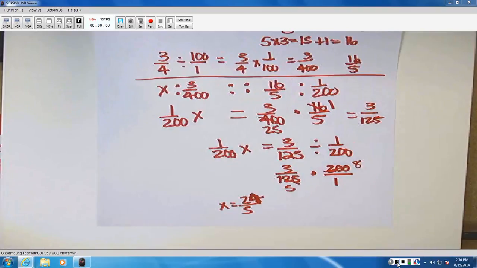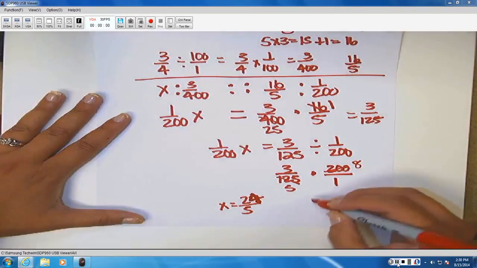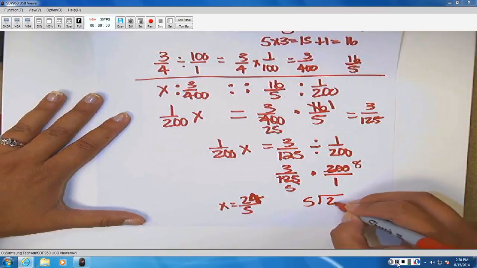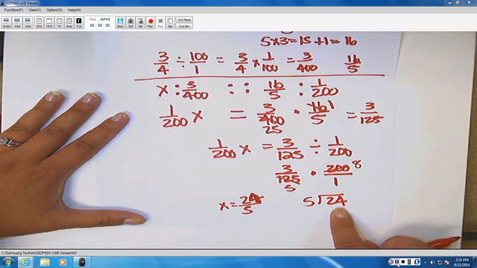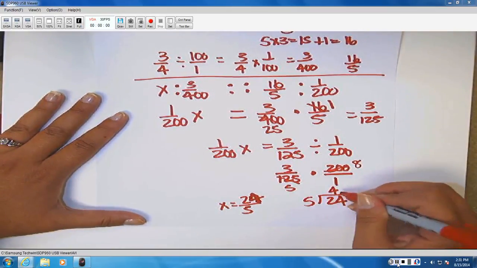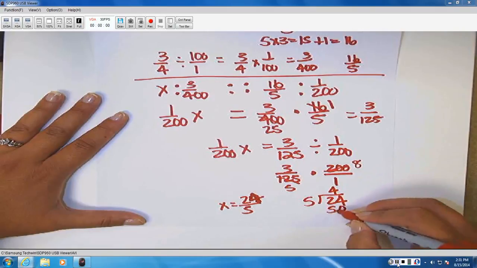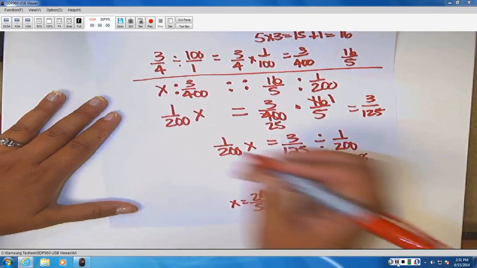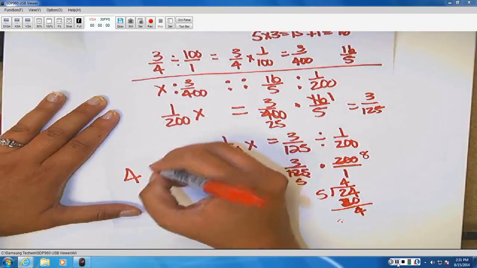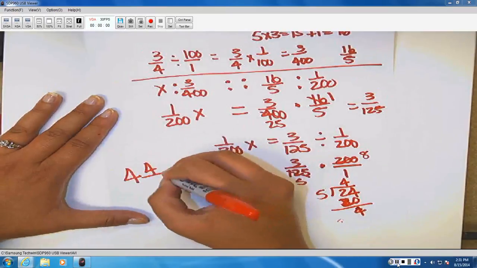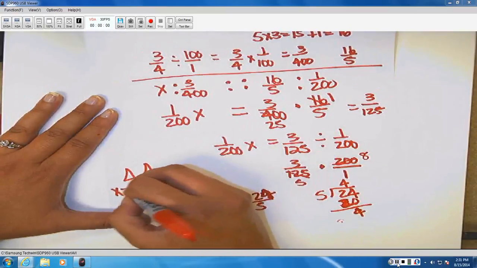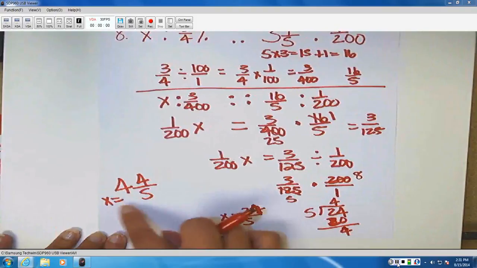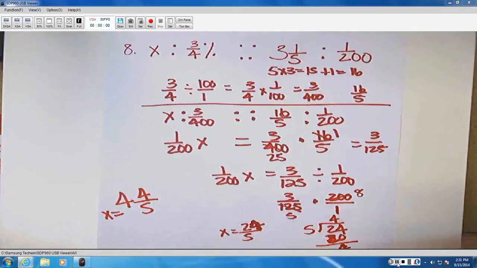So now I'm going to take that improper fraction and turn it into a mixed number. So 5 into 24, I know that 5 will go into 24 4 times. 4 times 5 is 20. And I'm left with 4 and 4/5 as my answer. So x equals 4 and 4/5. That's how we came to that problem.